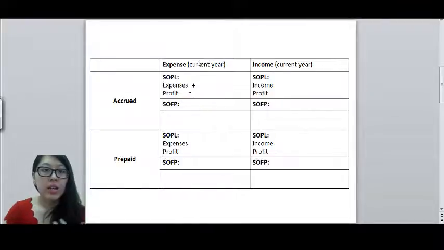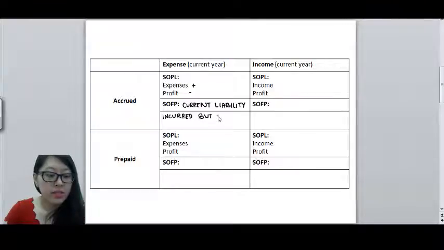Okay? And an accrued expense is something that has already been incurred but not paid yet. So we're going to recognize this as a current liability in our financial statements because we still owe the person the money for the expense that we were supposed to be paying this year. So you could think of this as incurred but not yet paid.